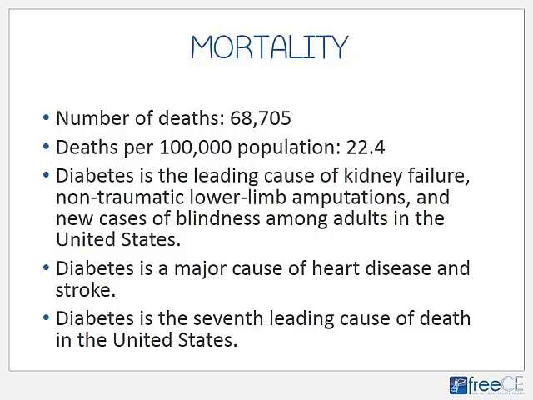68,705 reported deaths due to diabetes, 22.4 deaths per 100,000 population. Diabetes is the leading cause of kidney failure and non-traumatic lower limb amputations and new cases of blindness among adults in the United States. So we see a lot of microvascular and we're seeing a lot of macrovascular complications due to type 2 diabetes. Diabetes is a major cause of heart disease and stroke, and it is the 7th leading cause of death in the United States.